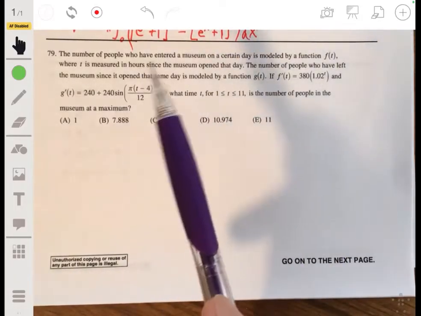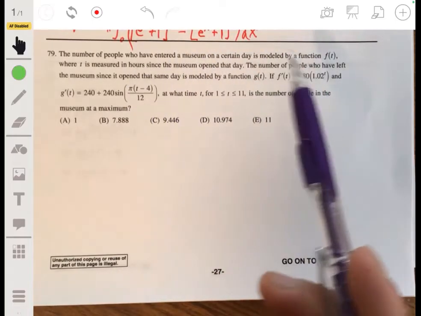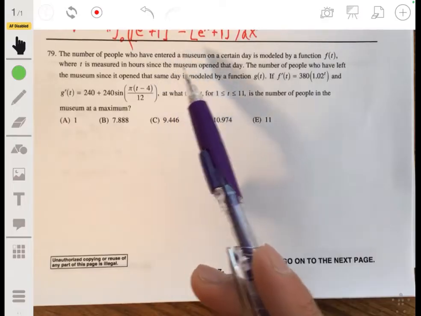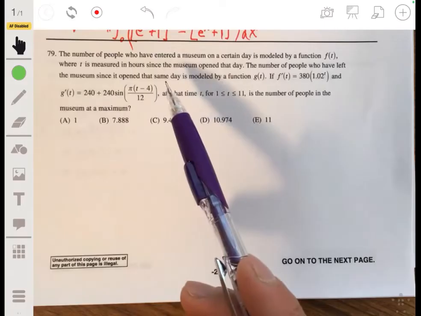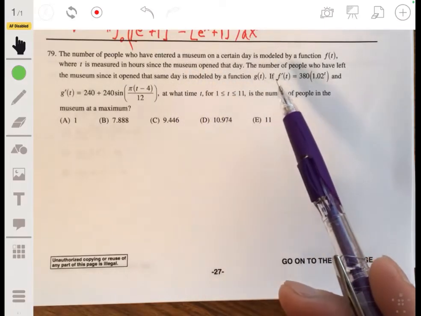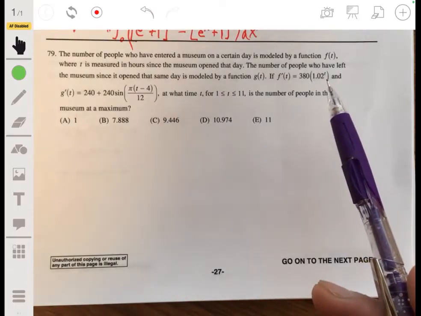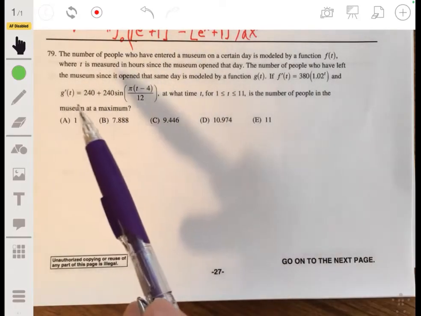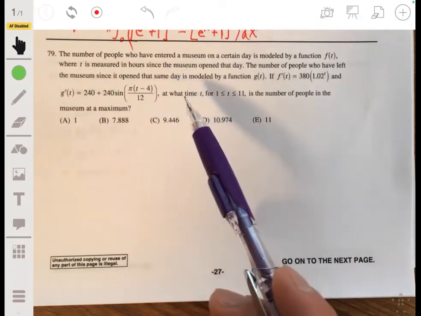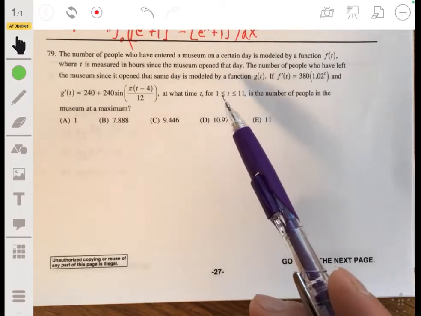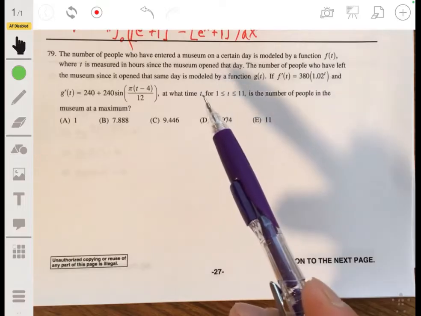All right, 79, it says the number of people who have entered a museum on a certain day is modeled by a function f of t, where t is measured in hours since the museum opened that day. The number of people who have left the museum since it opened that same day is modeled by the function g of t. If f prime of t equals 380 times 1.02 to the t, and g prime of t equals 240 plus 240 sine of pi times (t minus 4) over 12, at what time t for t between 1 and 11 is the number of people in the museum at a maximum?